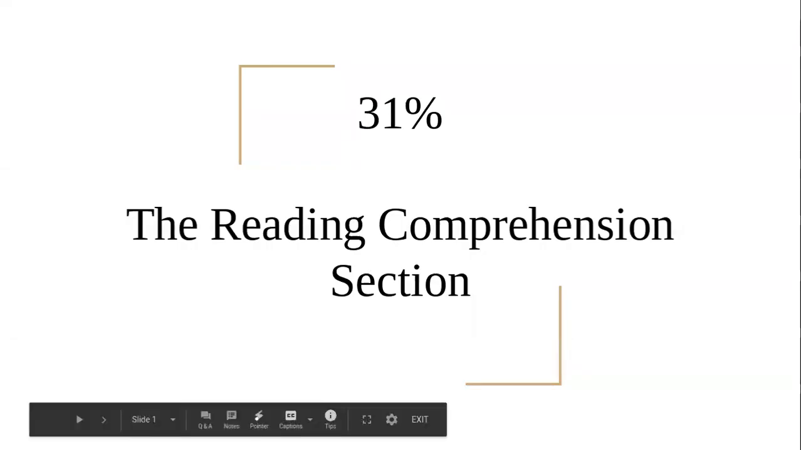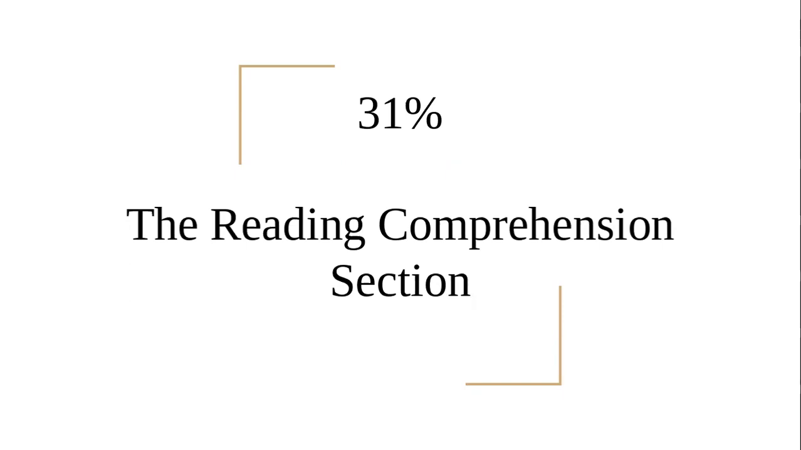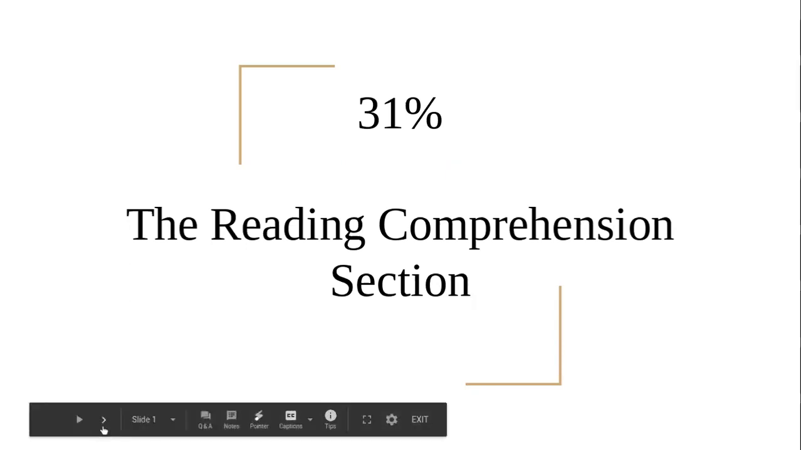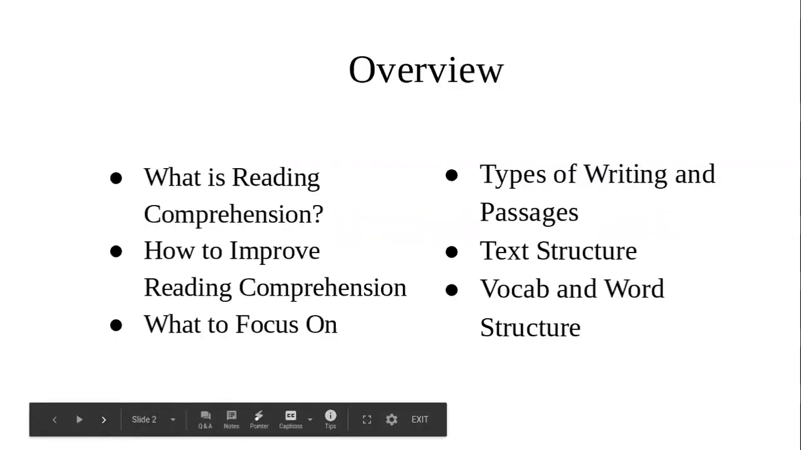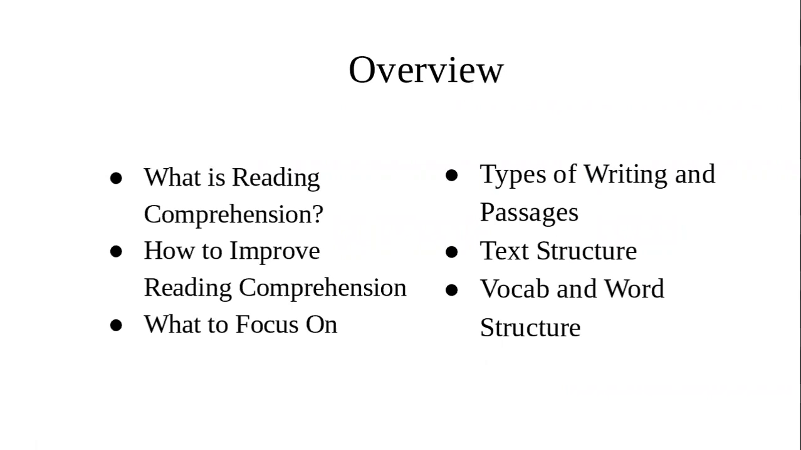Hey guys, welcome to the Reading Comprehension section of the TEAS workshop. This section encompasses about 31% of the test. We're going to focus on the basic definition of reading comprehension, ways to improve it, what to focus on when reading the text or passages in the test, the different types of writing and passages you'll see. We'll look at text structure, and lastly, vocab and word structure.